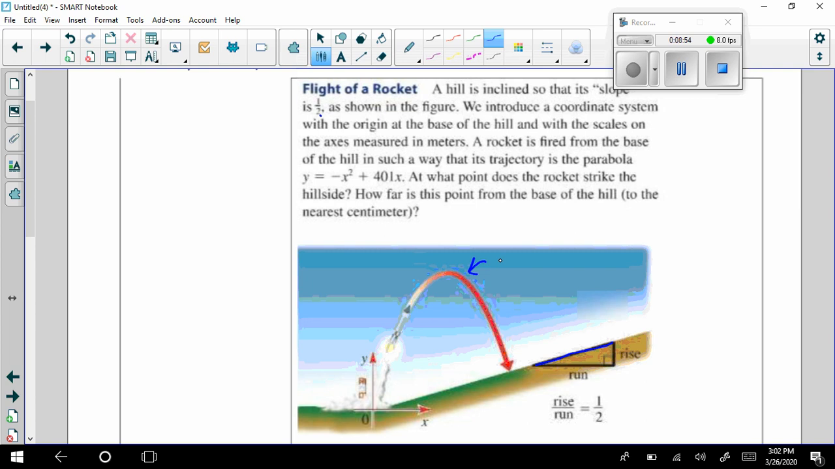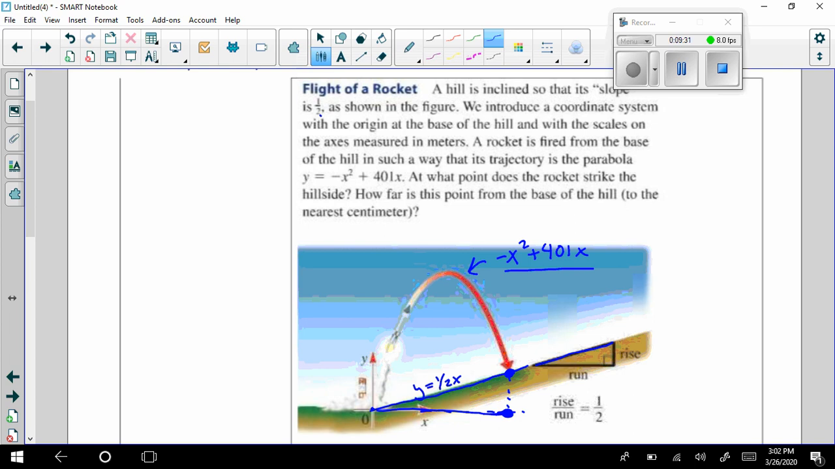So the equation for this parabola is negative x squared plus 401x plus 0 because it started here. At what point does the rocket strike the hillside? How far is this point from the base of the hill? So if this is the line, y equals 1/2 x, we want to know where it hits this line here. So what is this point of intersection and how far out is it horizontally?